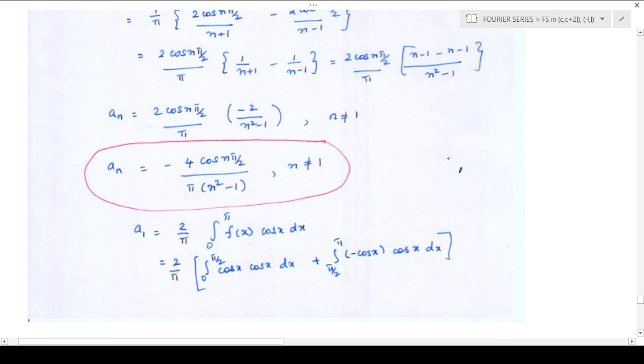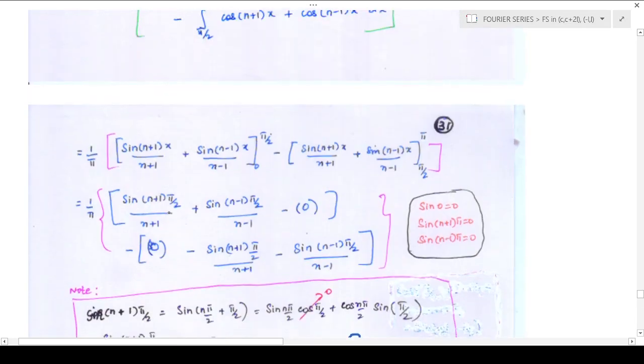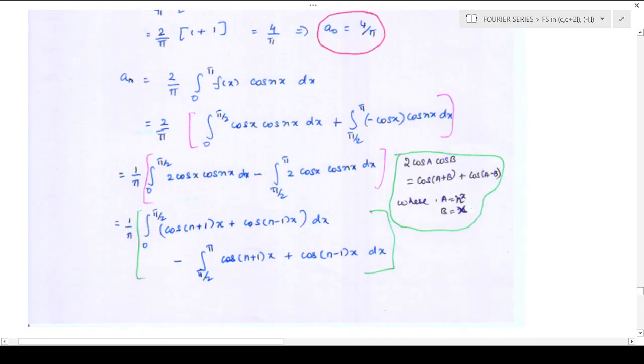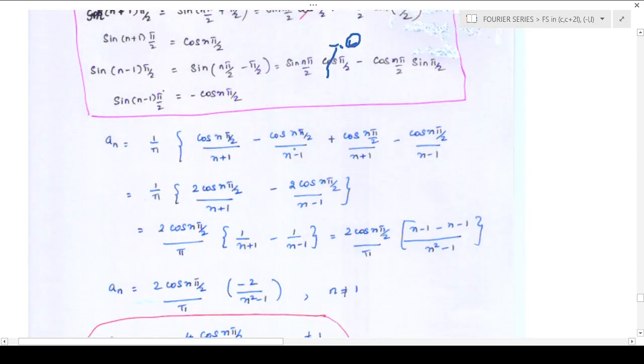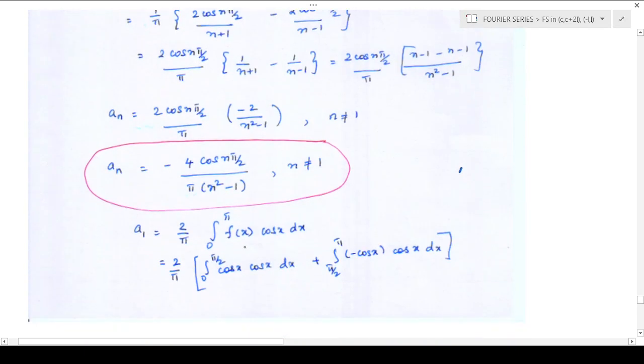Then here you have one thing, children. In this denominator, n plus 1 into n minus 1 comes to be a square minus b square, n square minus 1. You substitute n equal to 1, what will happen? 1 minus 1, it is 0. Anything by 0 is infinity, children. So what you have to do is find a1 separately. Wherever it is n, you apply 1 here. a1 is 2 by pi, 0 to pi, f of x, cos 1x dx. See here. Cos 1x dx. You are substituting.